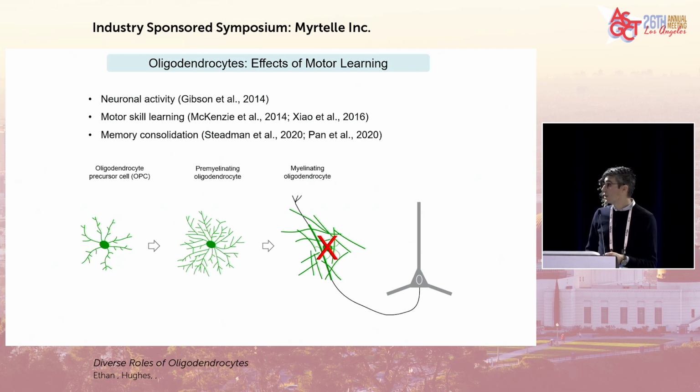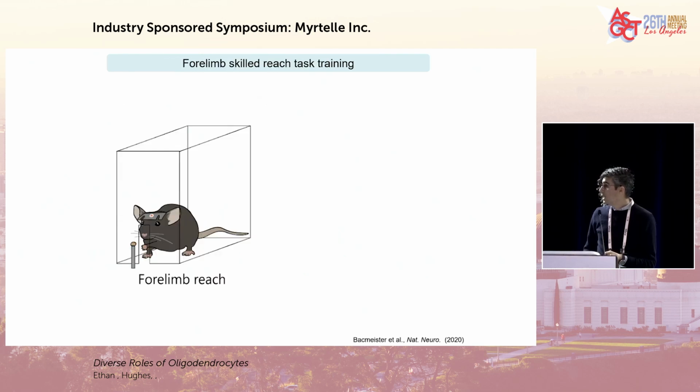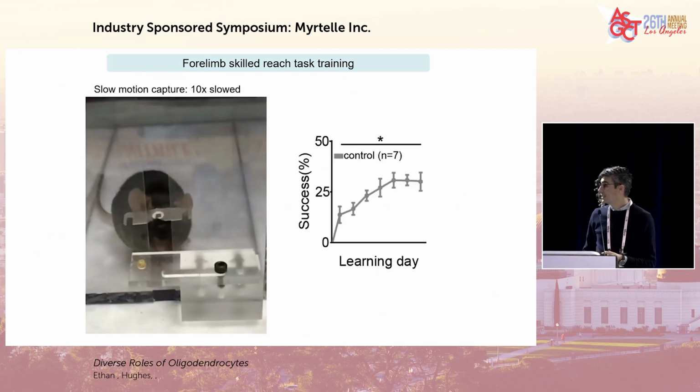And so we really wanted to look at how the dynamics of this process was regulated within an animal situation. To do this, we trained our mice on a forelimb reach task where they reach through a slit in the plexiglass box for a food reward. They can get quite good at this technique.